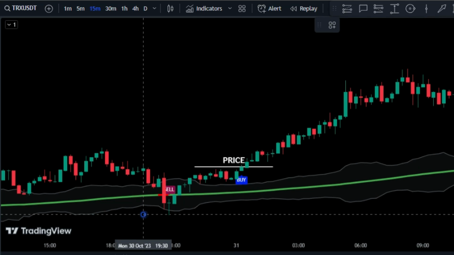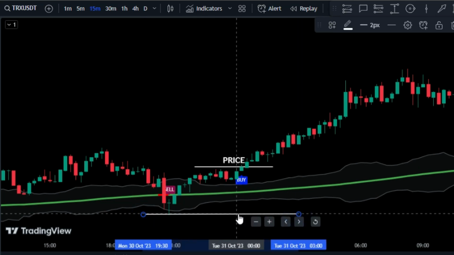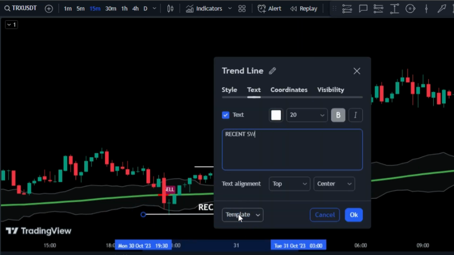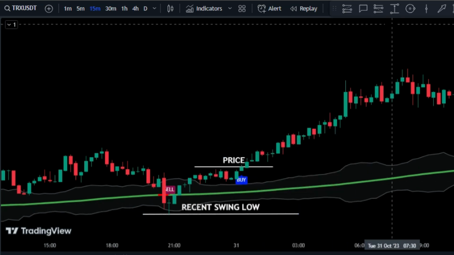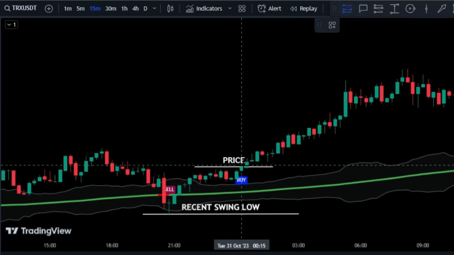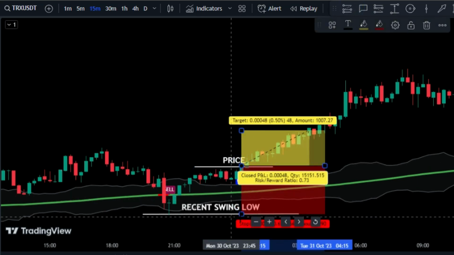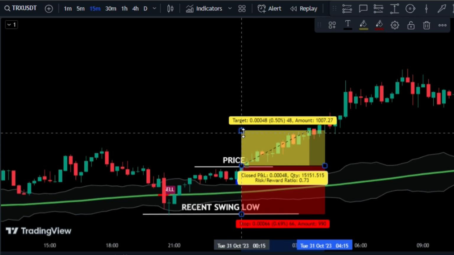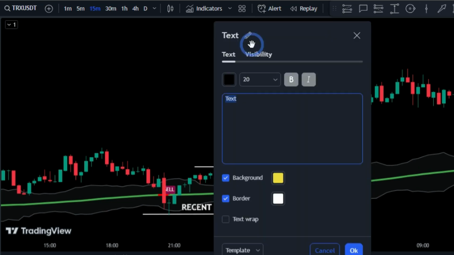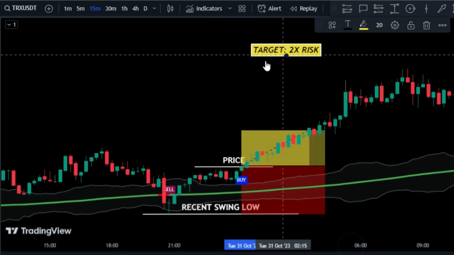For setting a stop loss, you can use the recent swing low. And the best area for exiting the trade with profit is when the risk-reward ratio is 1 to 2.